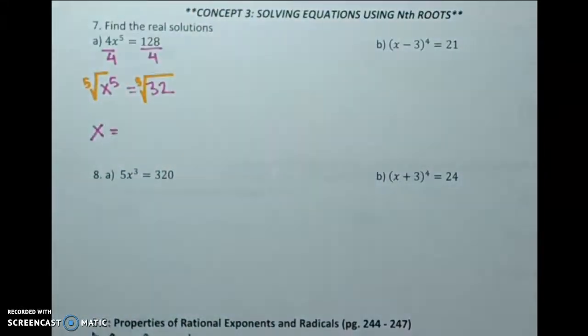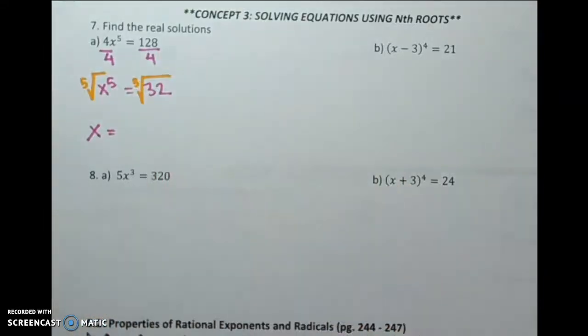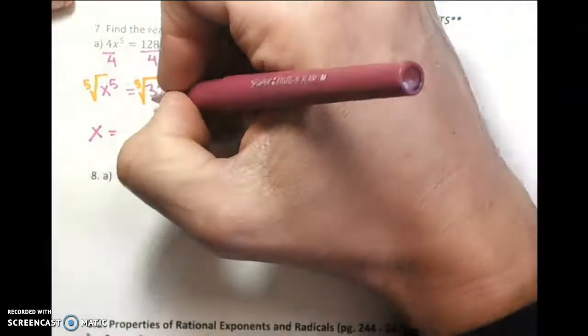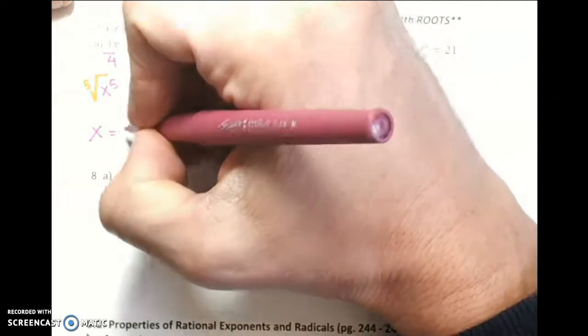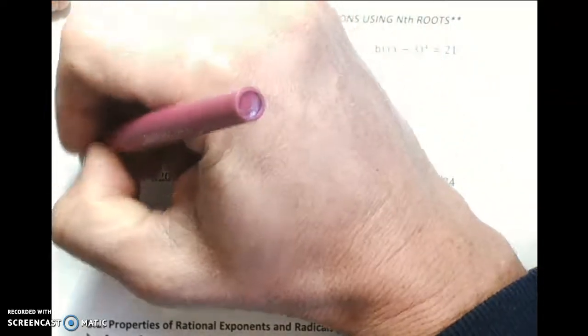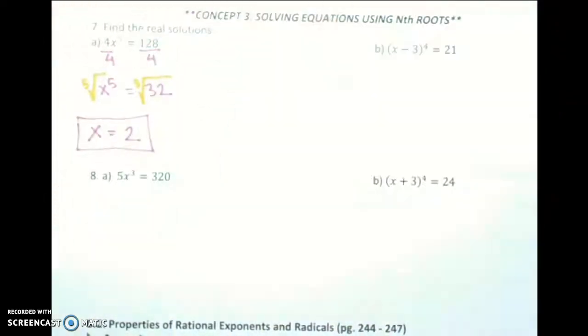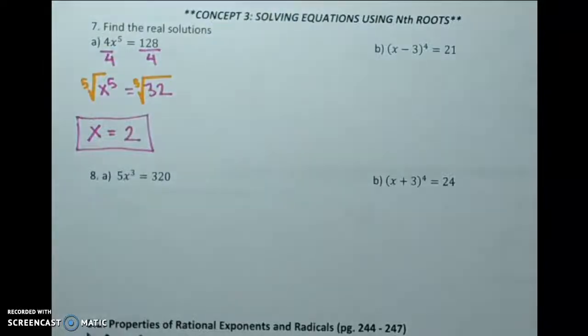x. On the right-hand side, you have an odd exponent, so I don't even have to worry about the positive negative. It's just one root, right? And then the 5th root of 32 is actually 2. And voila, we solve for x.